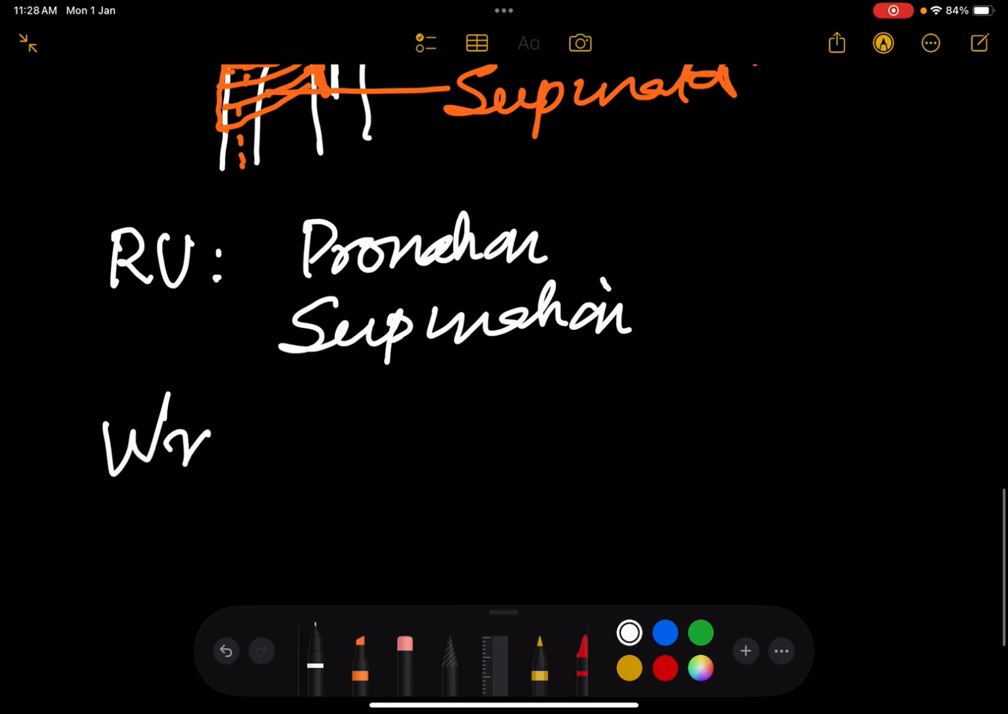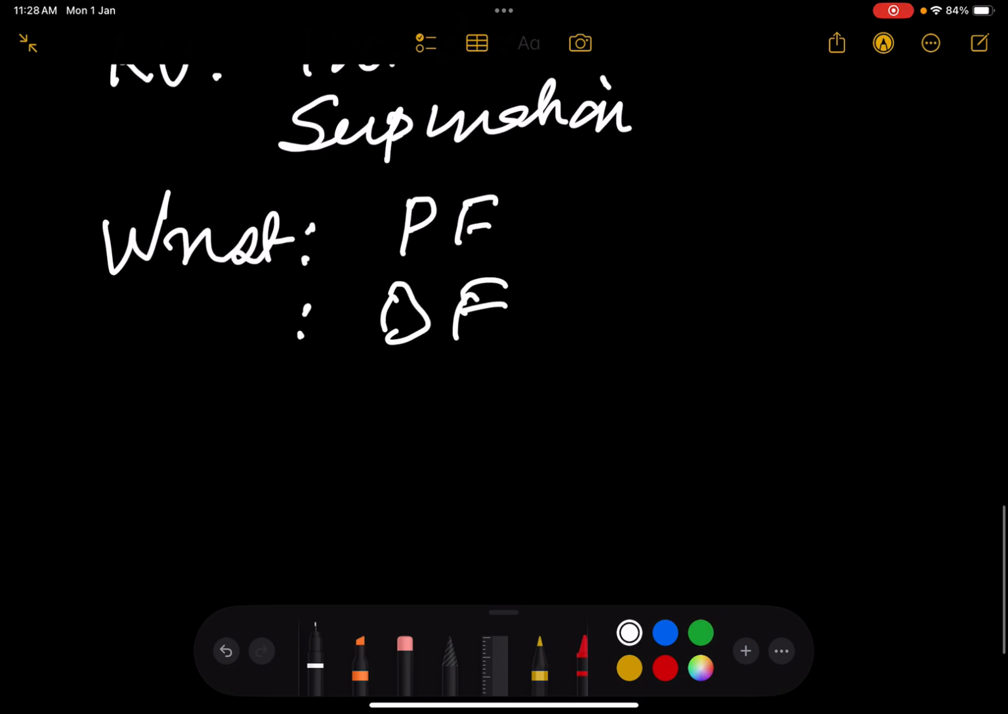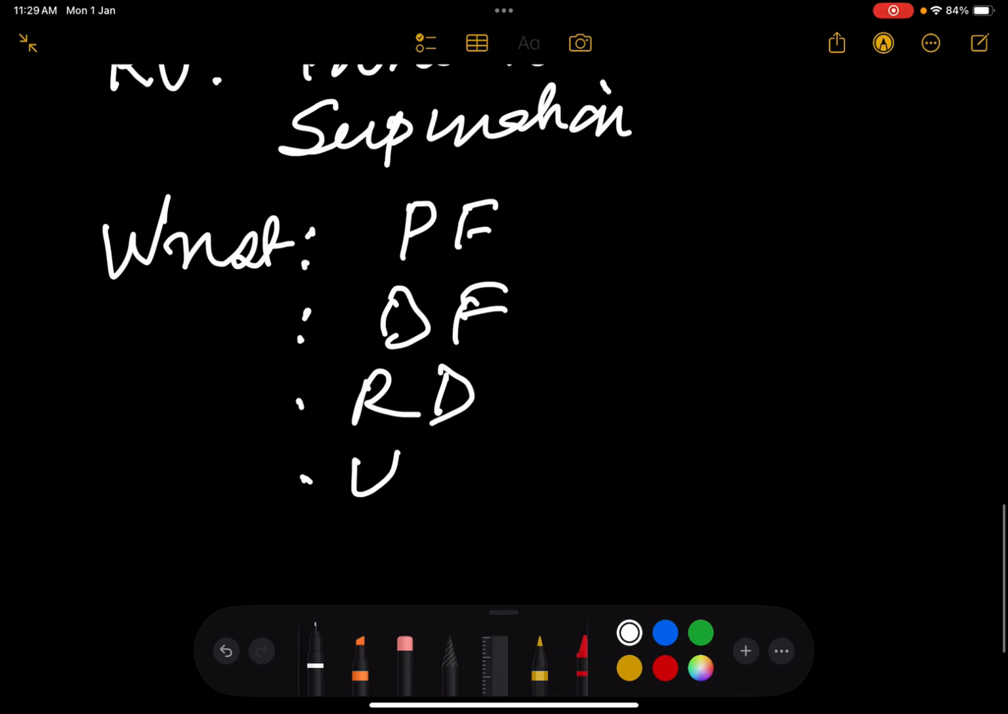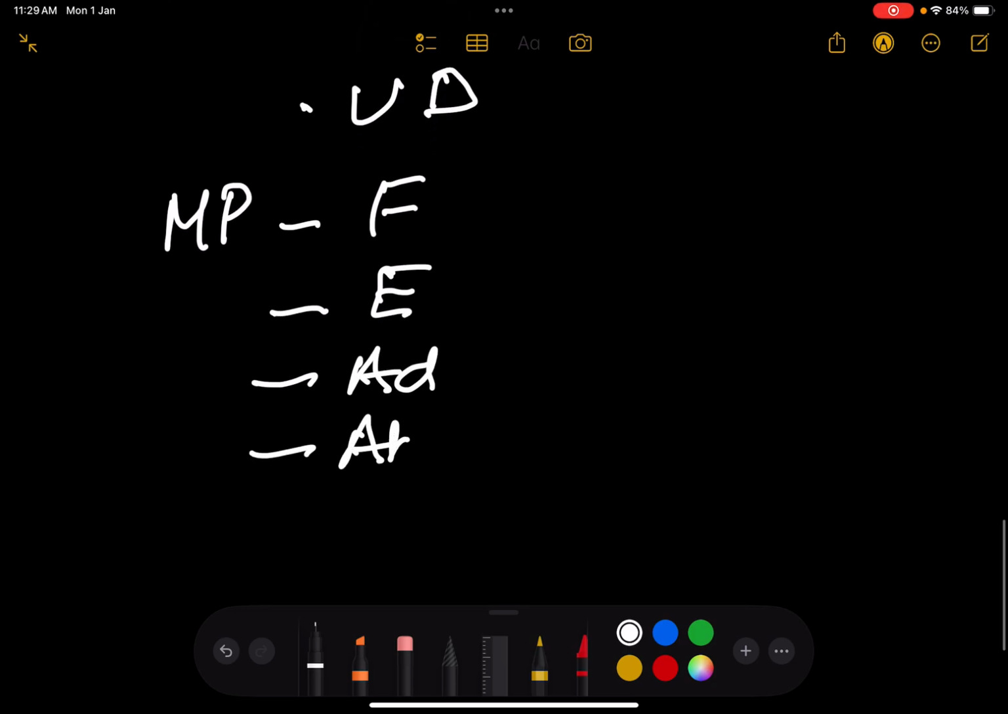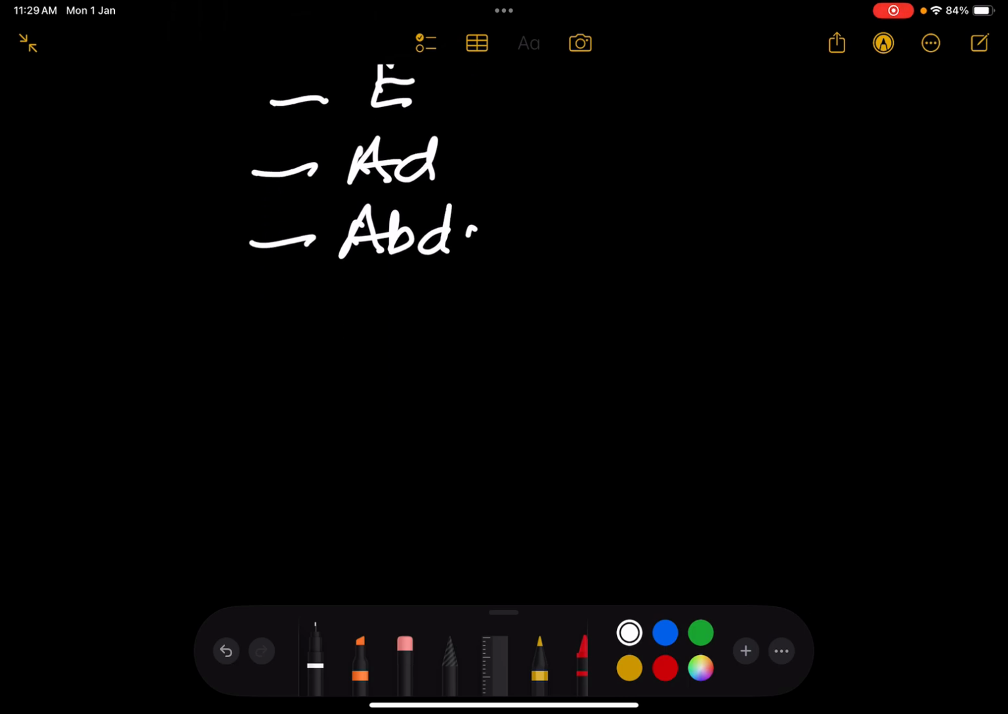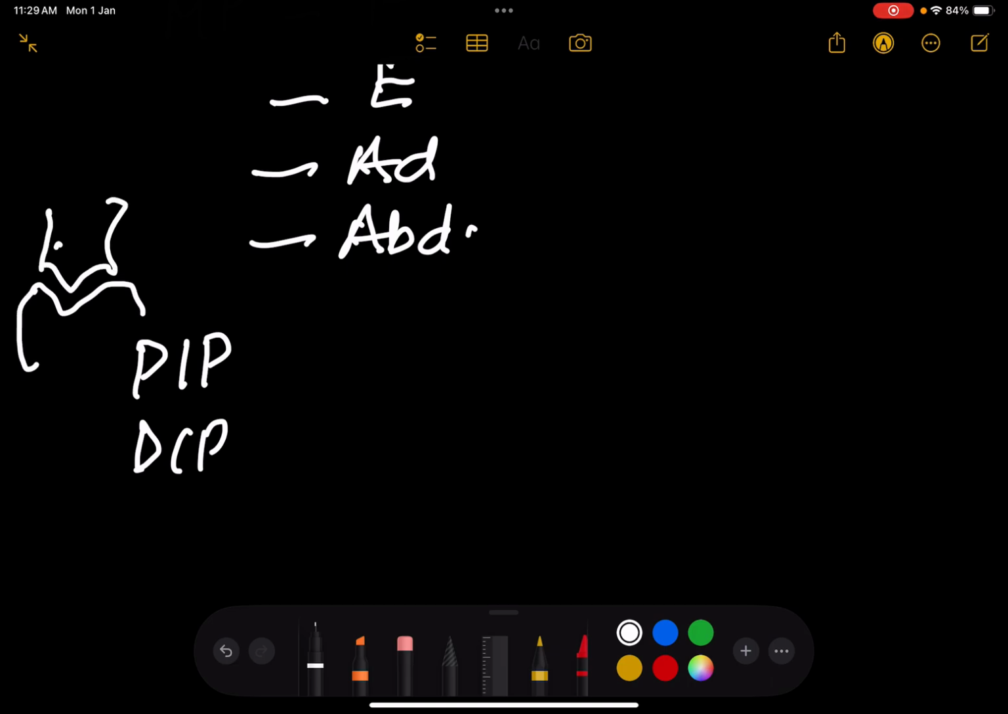Then at the wrist, you have palmar flexion and you have dorsiflexion. And then you have radial deviation and you have ulnar deviation. Then at the MP joints, you have flexion, extension, adduction, and abduction. You can test it on your own. The PIP and DIP joints are hinge joints like this, so you have only flexion and extension.